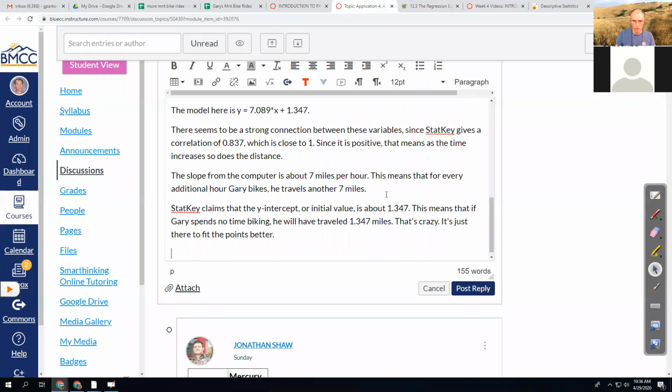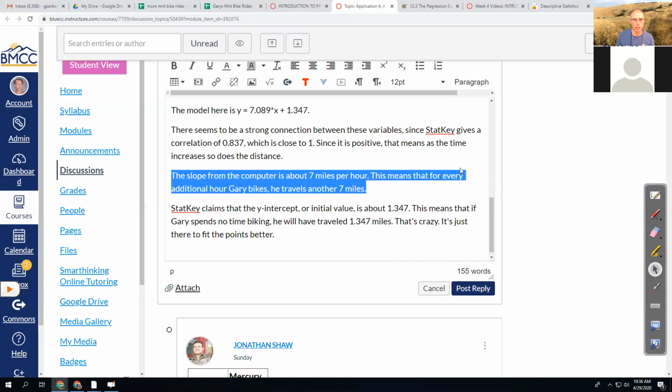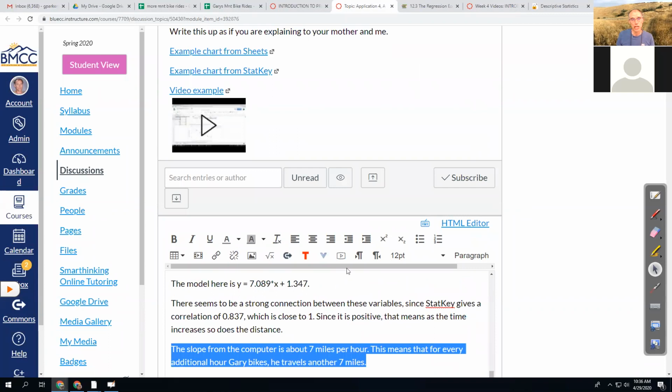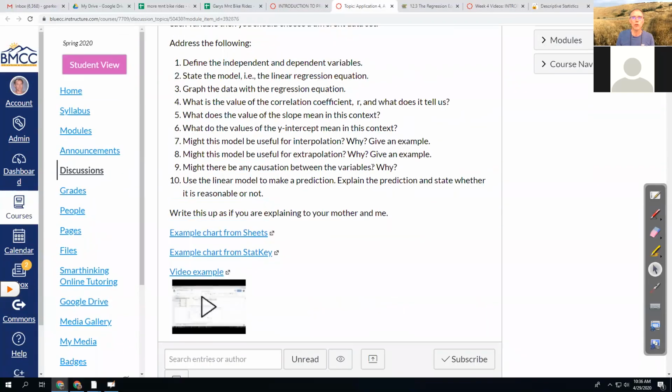Okay, so you have to think about whether your y-intercept is meaningful or not, and then what I'm more concerned about is that you have a good interpretation of your slope. What does it tell us about how these two variables change together? All right, what else do we have? What does the slope mean? I got that, I got that, I got that.